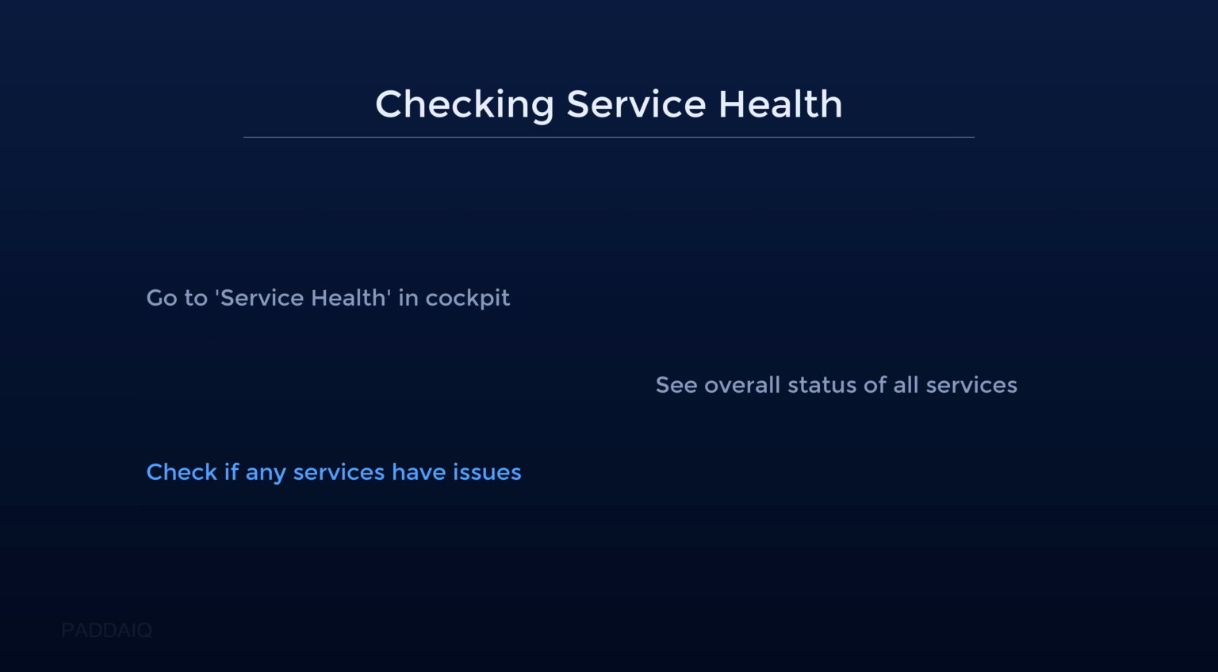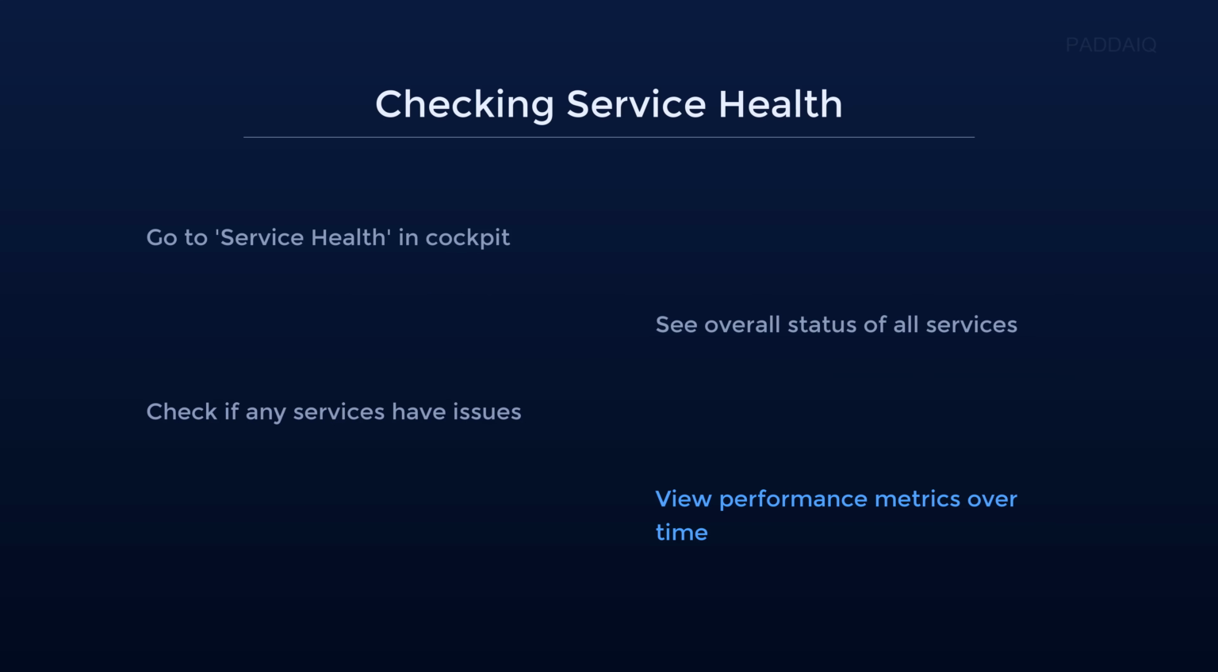Check if any services have issues. This means verifying the operational status of your SAP BTP services to ensure they are running smoothly. For example, before a critical report runs, you would check that your analytics service is healthy and not experiencing any downtime. This proactive check helps prevent disruptions and maintain business continuity.